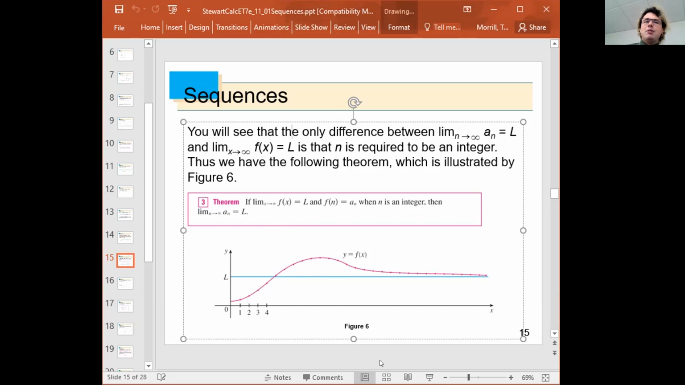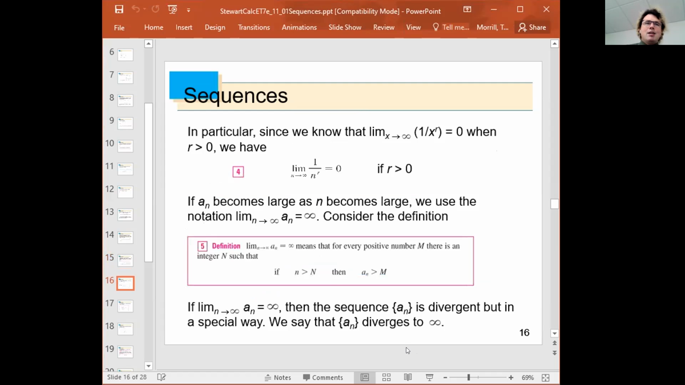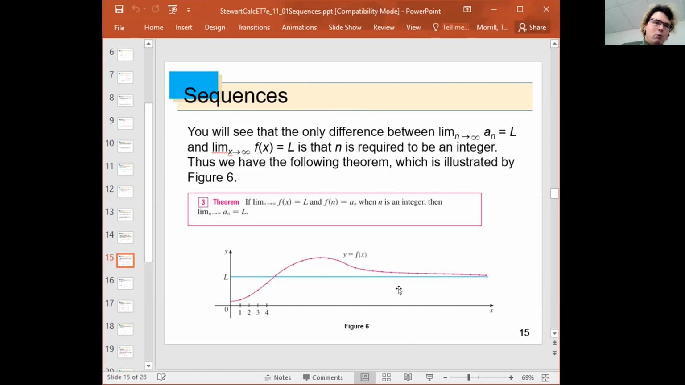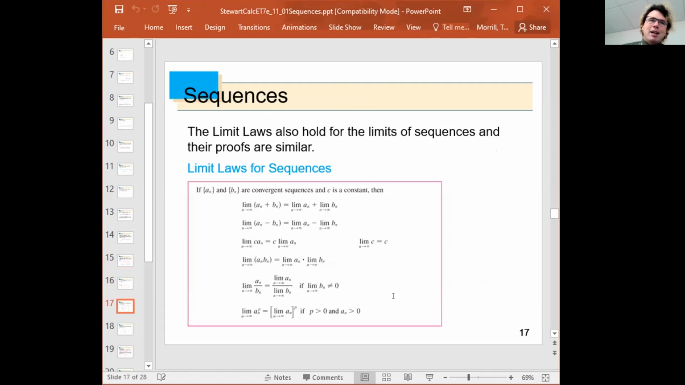So because we are using the same general ideas of limits, we can use the same rules that limits followed in Calculus 1. So if we have two different sequences which are convergent, which just means that their limits exist, then all of the same rules that we would expect from Calculus 1 still work.